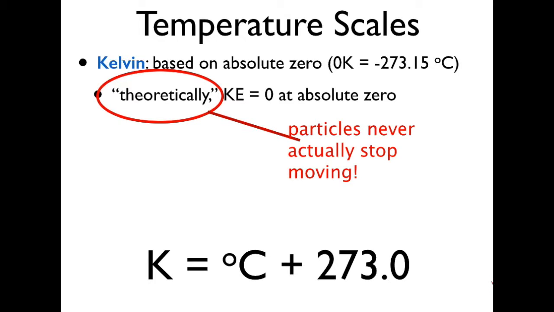You cannot convert straight from Fahrenheit to Kelvin. You'd have to go from Fahrenheit to Celsius and then to Kelvin. So just keep that in mind. If they give you a Fahrenheit temperature and they want it in Kelvin, you'll have to put it in Celsius first and then Kelvin.